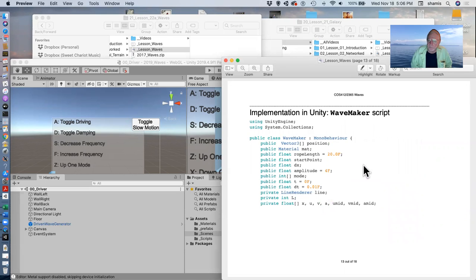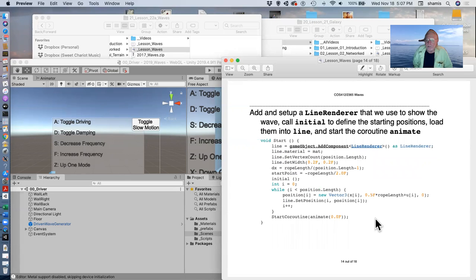So the WaveMaker script has the length of the rope, how many points we're going to divide it into. We're going to use a line renderer to display it. We have arrays of our position, displacement, velocities, accelerations, and the analogous properties at the midpoint. We add a component line renderer to our object, set vertex count, width, and color, or material, and assign the line positions, the various positions of my starting condition.